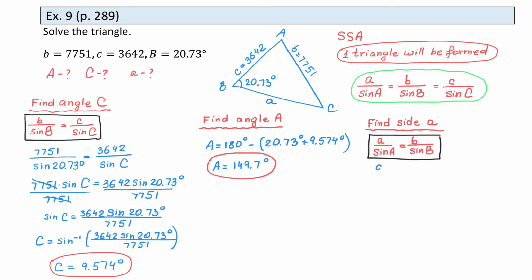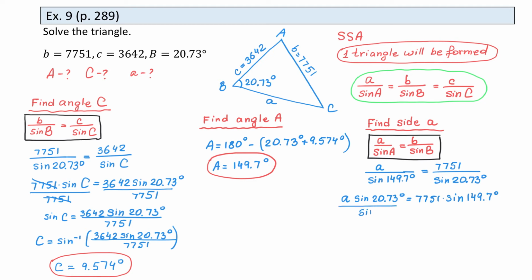Now, let's replace A over sine of 149.7 degrees equals, in place of B, 7751 over sine of 20.73 degrees. We will use cross multiplying, so A will be multiplied by sine of 20.73 degrees, and 7751 will be multiplied by sine of 149.7 degrees. We will divide both sides by sine of 20.73 degrees.